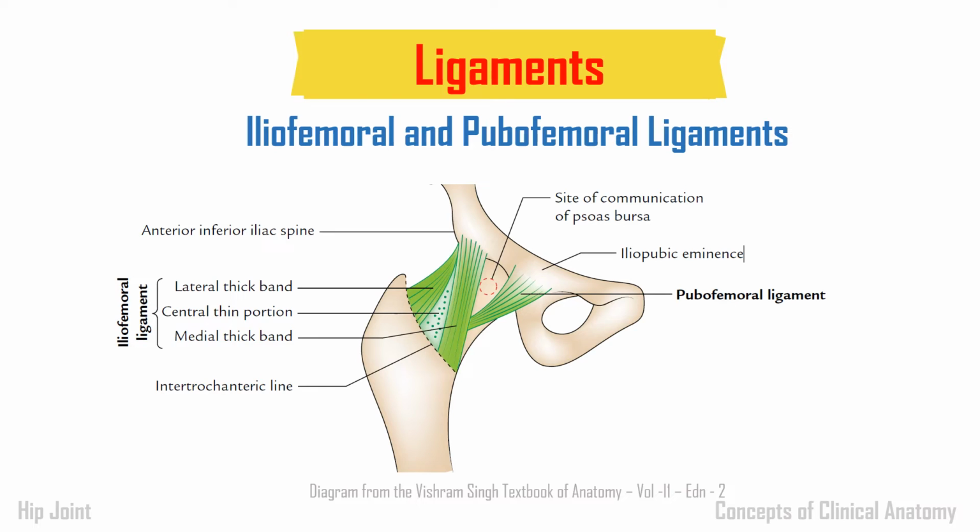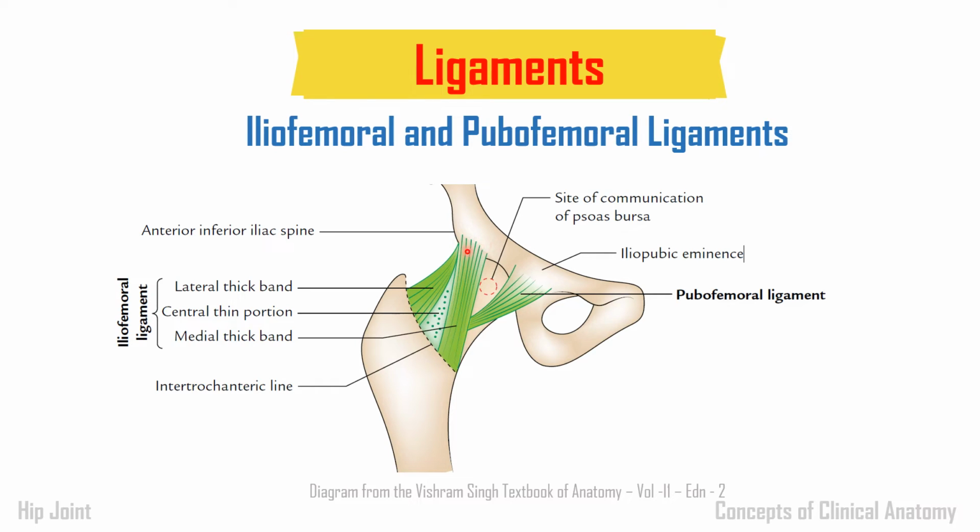Coming to the iliofemoral ligament, or the ligament of Bigelow, which is one of the strongest ligaments in our body. This ligament has an inverted Y shape arrangement. So this is the inverted Y shape arrangement of the iliofemoral ligament. As the name indicates, it attaches from the ilium to the femur.